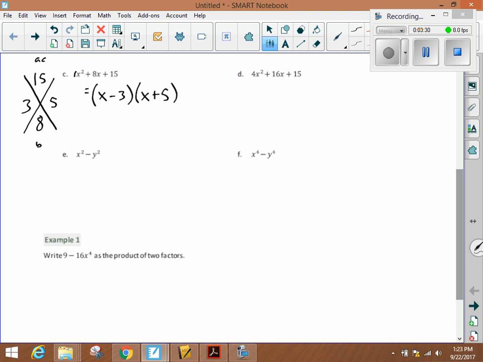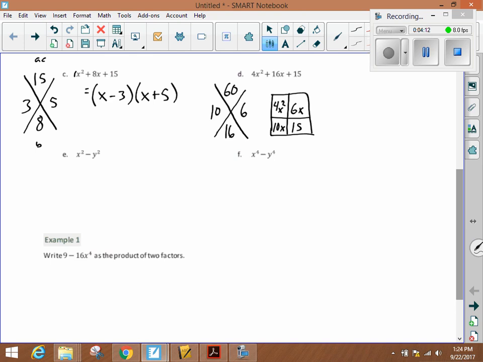All right, let's look at D. Little different. I think we're going to have to get out our X and our box for this one. So up here on the top, I have 4 times 15, which is 60. And in the bottom, I have 16x. So that looks like 10 and 6 work there. I'll get out my box. And over here, I'll put my 4x squared. Right here, I will put the 15. And then remember, the 10 goes here and gets an x, and the 6 goes here and gets an x.